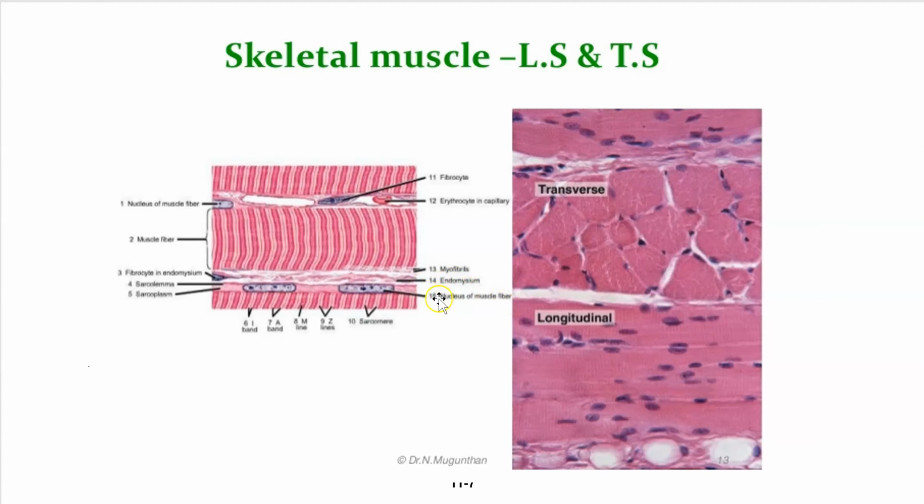Okay, now endomysium is basically the connective tissue that wraps around each muscle fiber, and inside these muscle fibers you find a bundle of myofibrils. So myofibrils are basically where actual muscle contraction occurs. Don't worry about this too much yet, but we'll look at each of these in a lot more detail later.